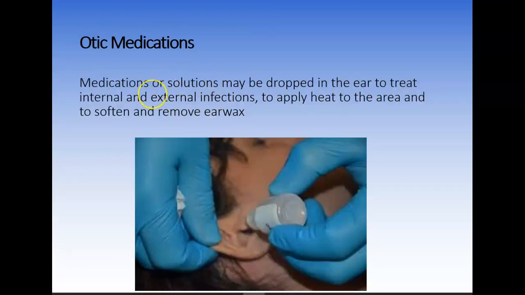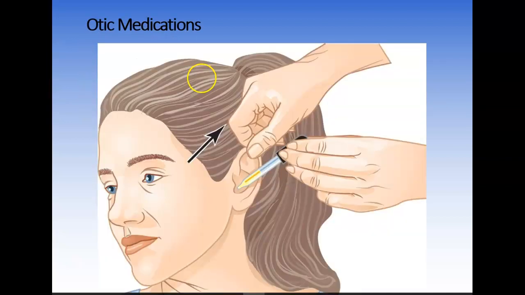Okay, so otic medications, I never feel like I could say those right, but medications for the ear. These are dropped in the ear to treat internal, external infections. You can apply heat to the area to remove earwax, right? Those types of things. Even numbing medication. And what you do is you always want to pull that ear up and back. So not just straight back, not just straight up, but up and back. That most clearly opens the ear canal so that you can administer that easily.